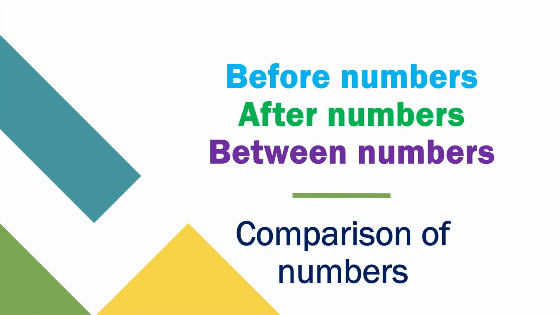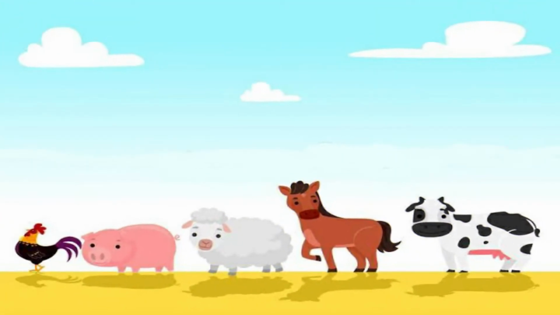In today's class, let us learn before numbers, after numbers, between numbers, and comparison of numbers. See this image, children? What are there in this image? Yes, cock, pig, sheep, horse, and cow. Here, they are all going in a line.